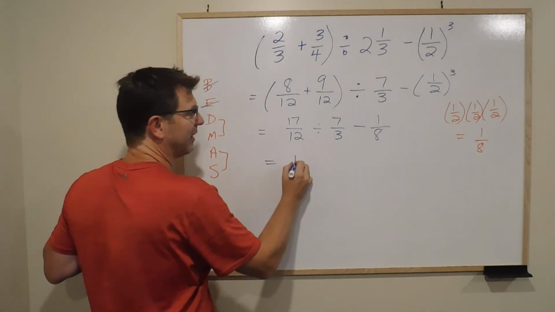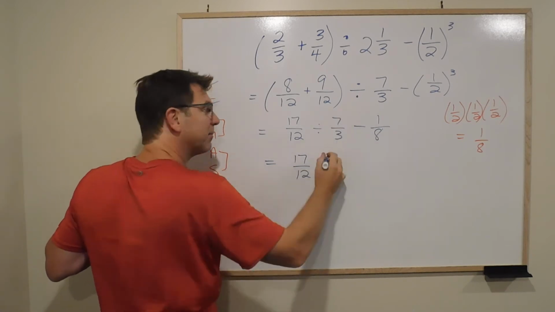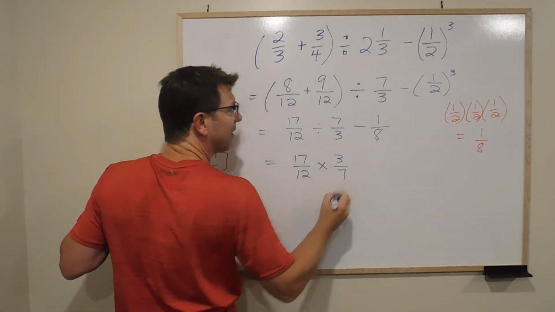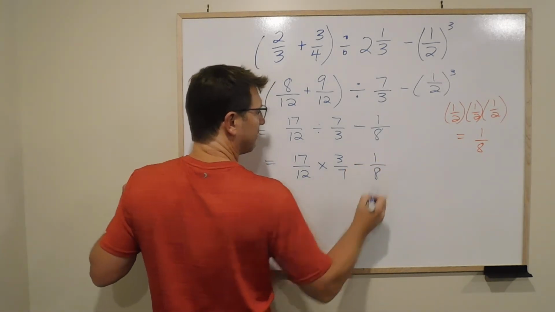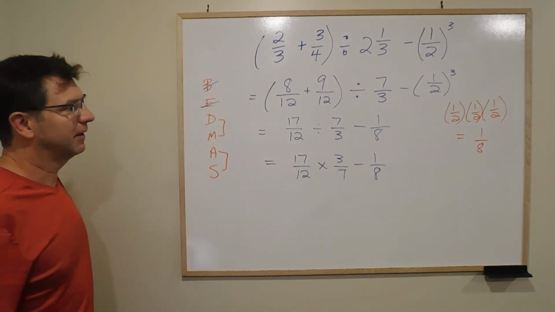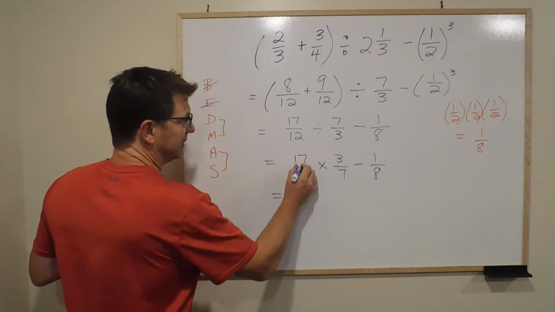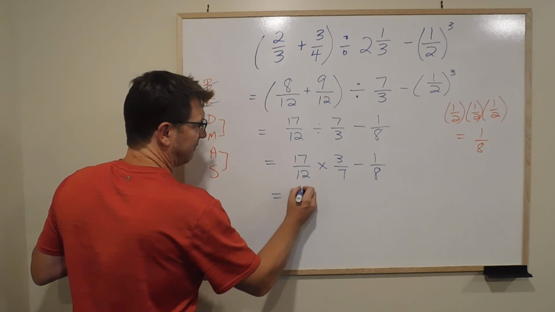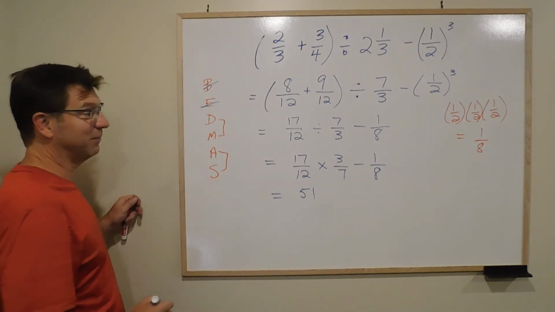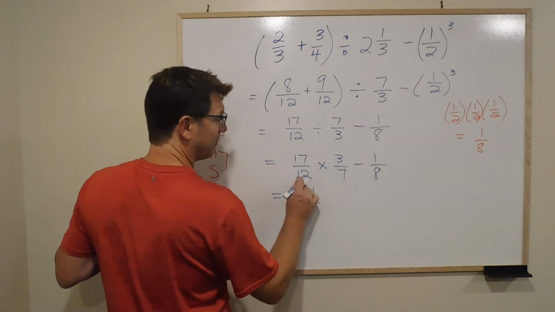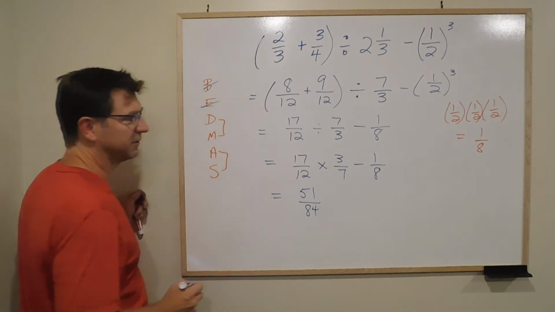Remember when you're dividing fractions, times, take the reciprocal, 3 over 7, and then we leave the minus 1 over 8. Okay? All right, so now we end up with 51. Took me a second there. 17 times 3 is 51, over 12 times 7 is 84.